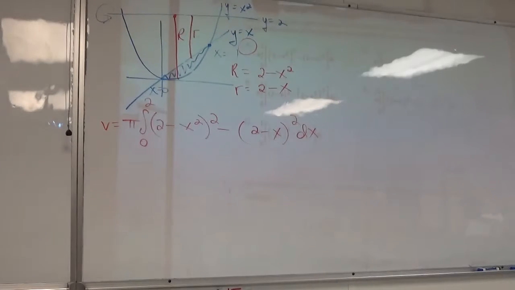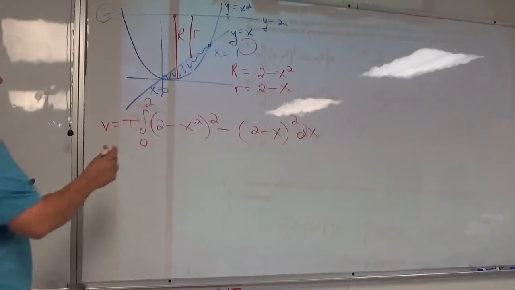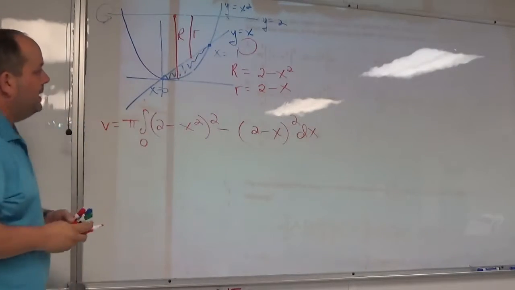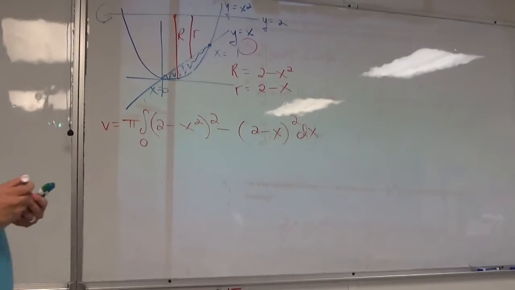How come your limits of integration are from 0 to 2? Not 0 to 2, not 0 to 2. 0 to 1, my bad. 0 to 1, thank you.